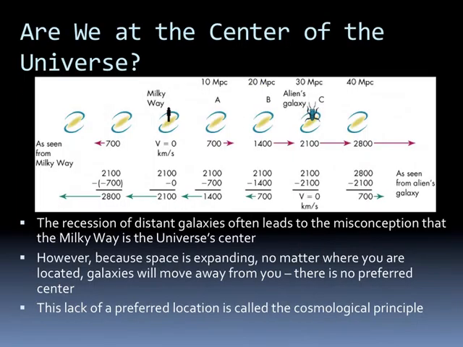So are we at the center? The recession of distant galaxies often leads to this misconception that we are at the universe's center. However, because space is expanding, no matter where you are located, galaxies move away from you. There is no preferred center. The lack of a preferred central location is called the cosmological principle.